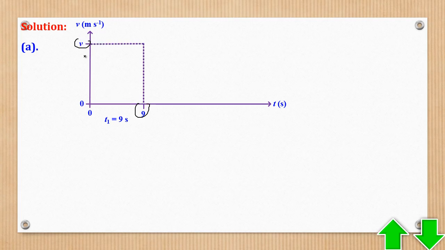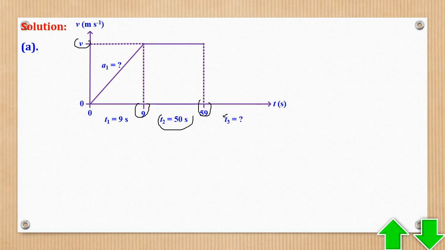So we shall draw an acceleration. For the next 50 seconds, this becomes 59, and the velocity is constant. For the next unknown time, let this one be capital T, and there is deceleration. The acceleration is 3 times this, and the deceleration is 3 times that.